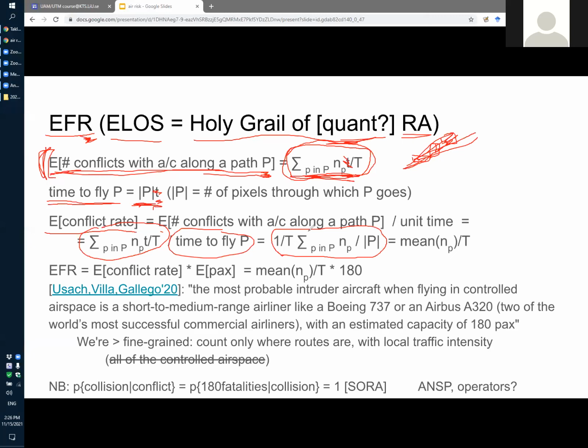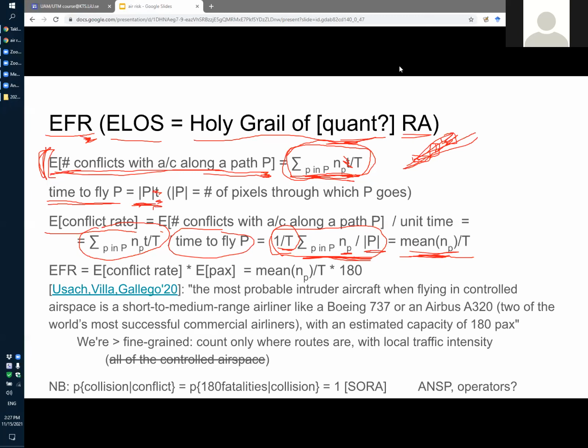So no matter how long it takes you to go through a pixel, the conflict rate is this. It's essentially the average occupancy of the pixels along your path. Okay, so you can do the arithmetic. This capital T is the time horizon, and you can take it out of the sum, and then in the sum you just have the summation of the occupancy rates over all pixels and divide by the number of pixels.